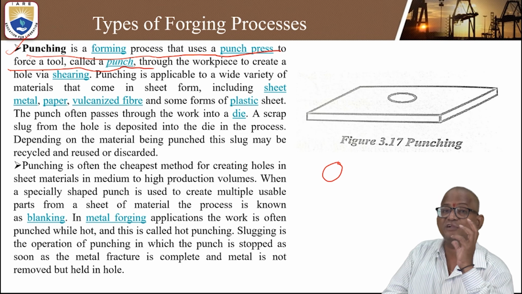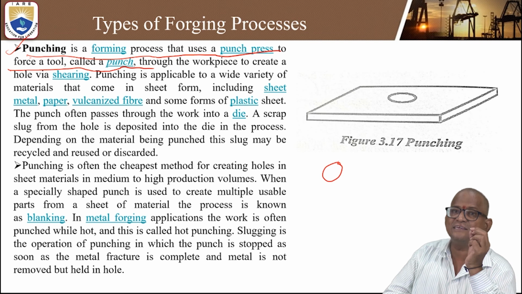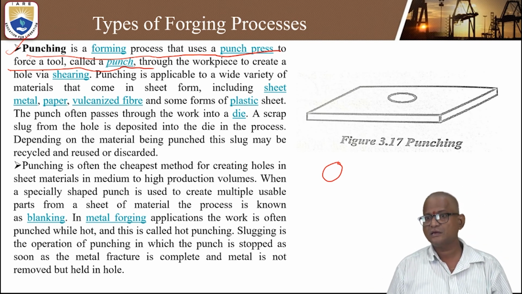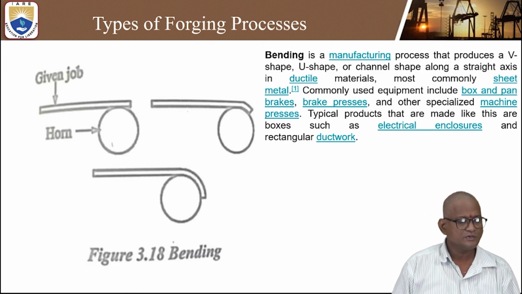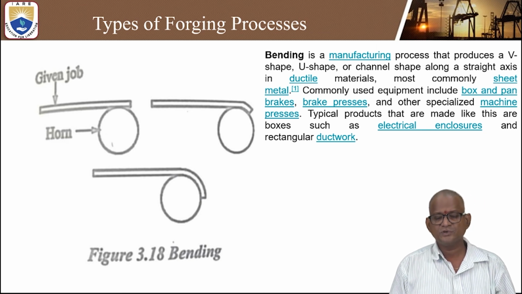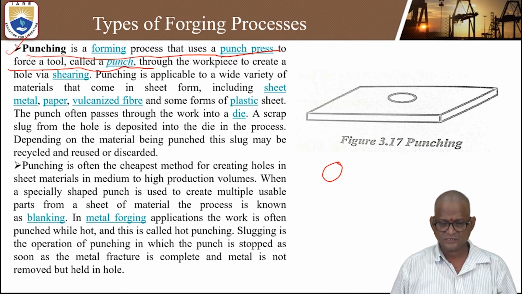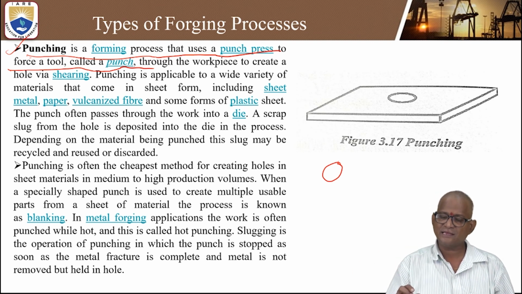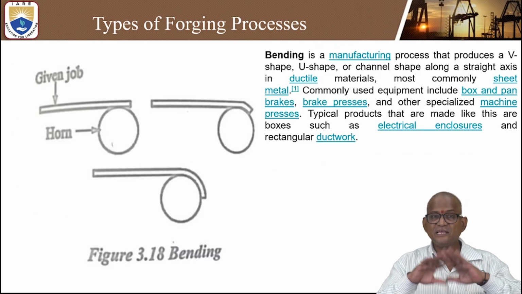This is scrap. What is scrap? The scrap slug from the hole is deposited into the die in the process. Okay, now look at another important thing, the punching process. Punching means what is punched out we can call a blank, and making the hollow portion is the punching process. And this is called the bending process.